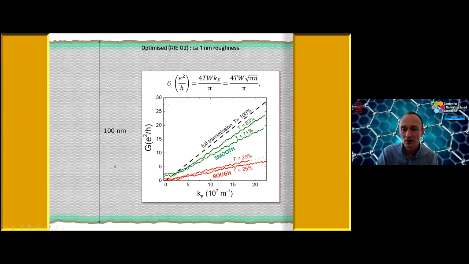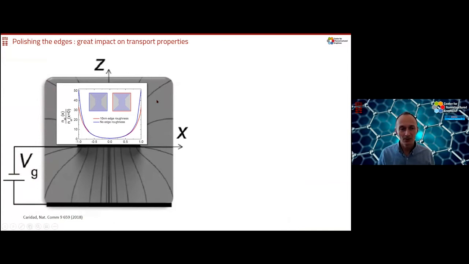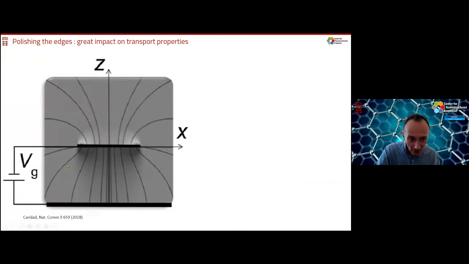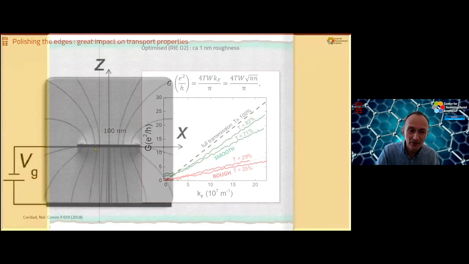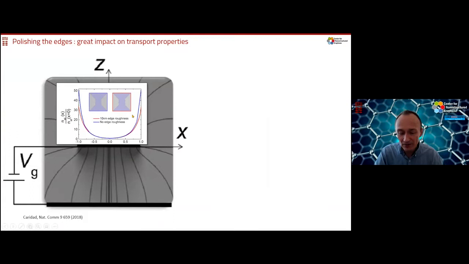We found that it has to do with charge accumulation near the edges. That means that due to the electrostatics of the system, so this is a ribbon seen from the front and this is a back gate, there's a tendency for the current or the charge to accumulate at the edges. And we believe that's the major reason why things go wrong when the edges are disordered.